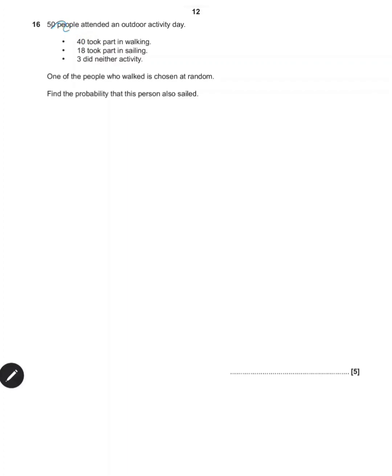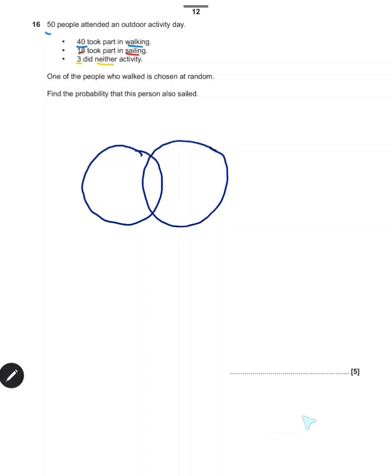Question 16, we've got 50 people doing something outdoor. There are 40 who walk. There are 18 who sail. And 3 people did neither. When you've got one activity, another activity, or nothing, to me that's screaming Venn diagram. So I'm going to draw myself a Venn diagram. We've got walking over here, sailing over here. The middle would be both, and the outside is neither.